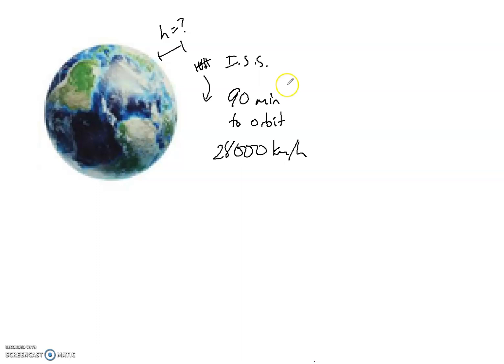First of all, this 90 minutes would be the period of the orbit, and of course, I want that in seconds. So that would be 5,400 seconds. So I've got a period. I'm going to change this, of course, into meters per second. And that would be like 7,800 meters per second right there.